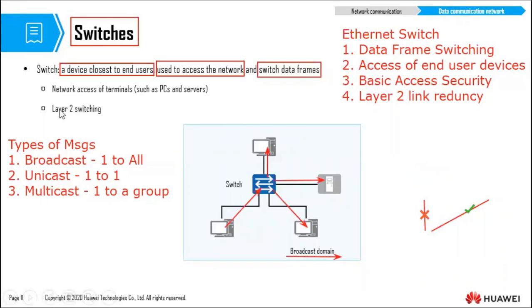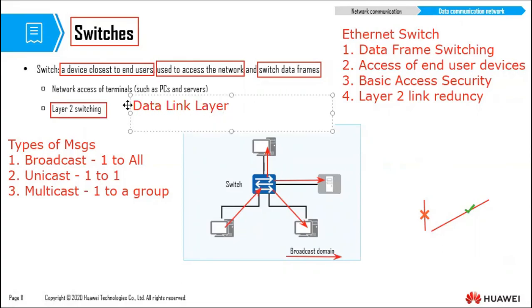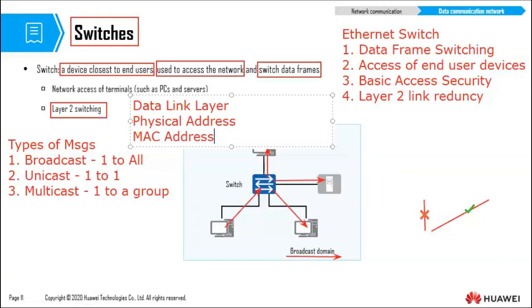Now, we're talking of layer two switching. So why layer two switching? Because switches operate only on layer two. We are going to learn about that. Layer two is called the data link layer. In the data link layer, we forward using a physical address. That physical address is called the MAC address.